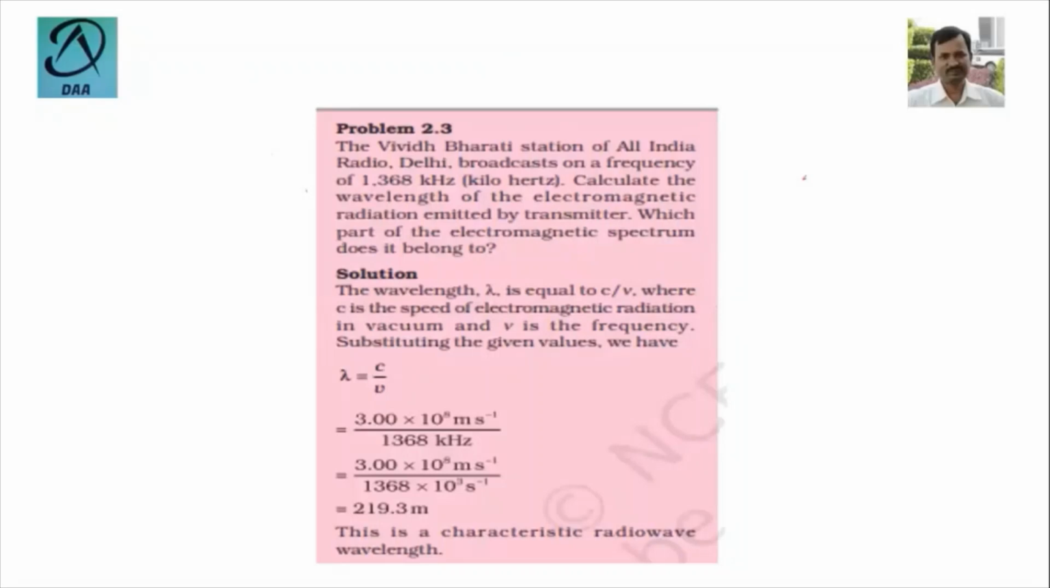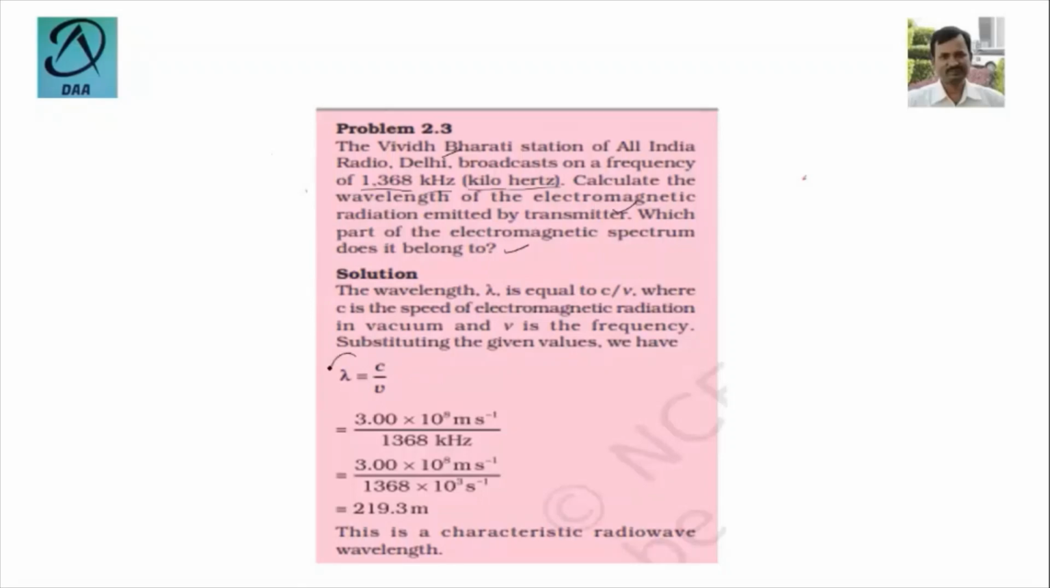And now there is a problem. The Vividh Bharati radio station of All India Radio, Delhi, broadcasts on a frequency of 1368 kilohertz. The main unit is hertz, and if it is multiplied by 1000, then it's kilohertz. Calculate the wavelength of the electromagnetic radiation emitted by the transmitter. Which part of the electromagnetic spectrum does it belong to?